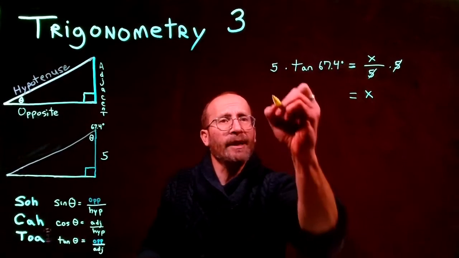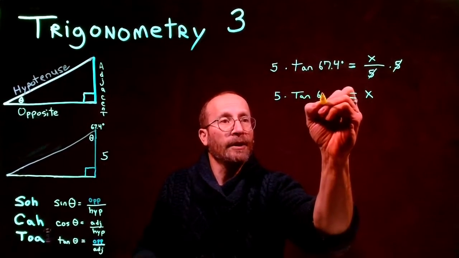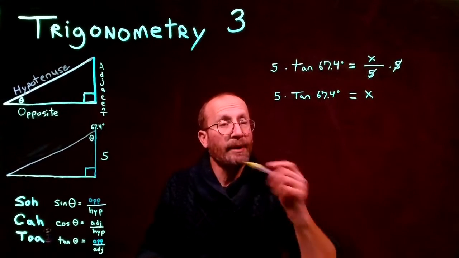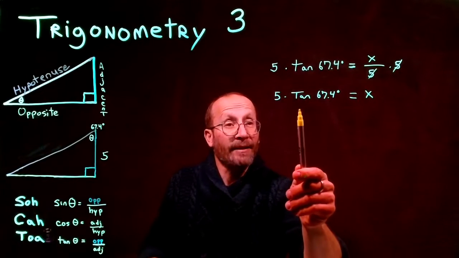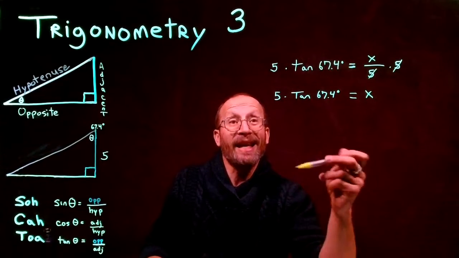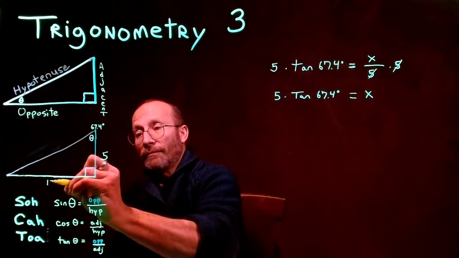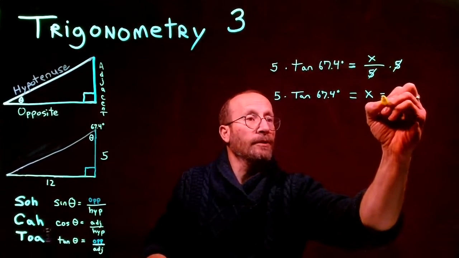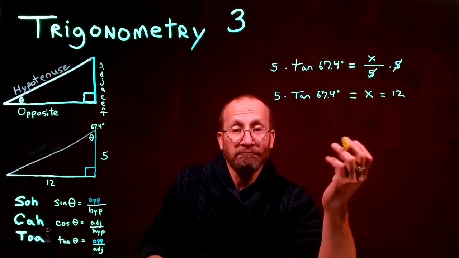I just simply need to figure out what is 5 times tangent of 67.4 degrees, and my calculator knows that. So I'm going to type in my iPhone 67.4. I'm going to hit the tangent button, and then I'm going to say times 5. And what I'm going to get is this length, which is 12. I think I get 12.001. So this equals 12. And now I know that side. All right.